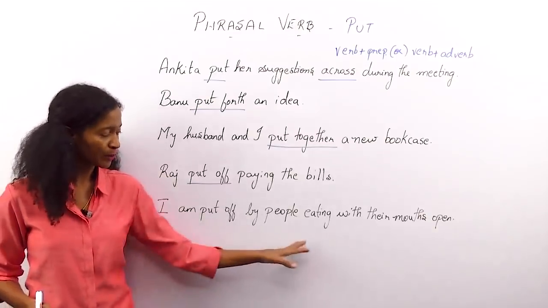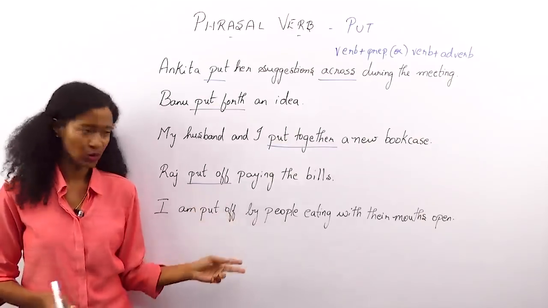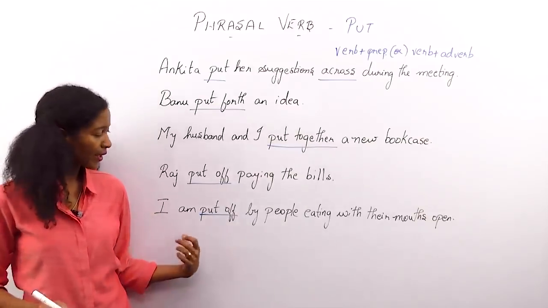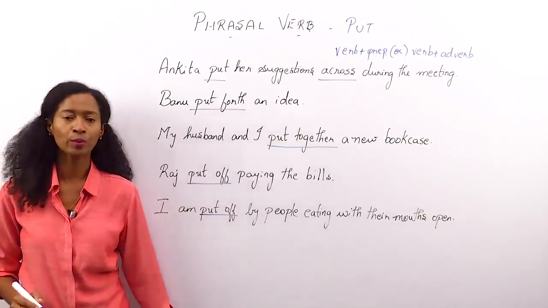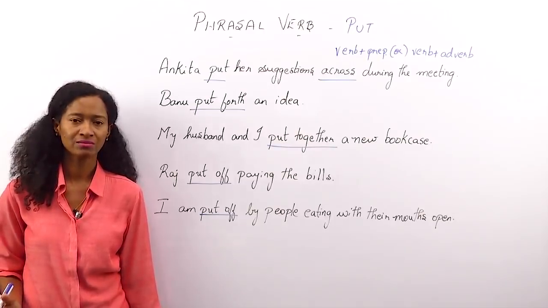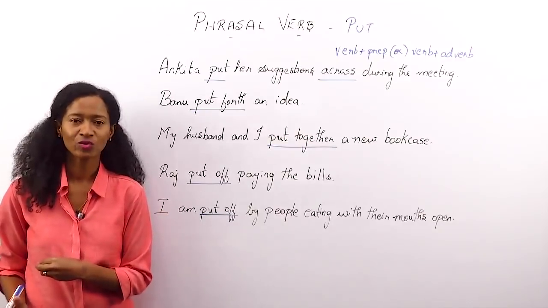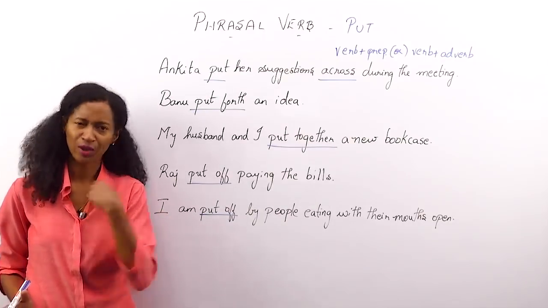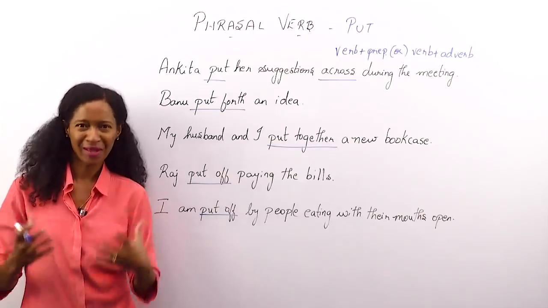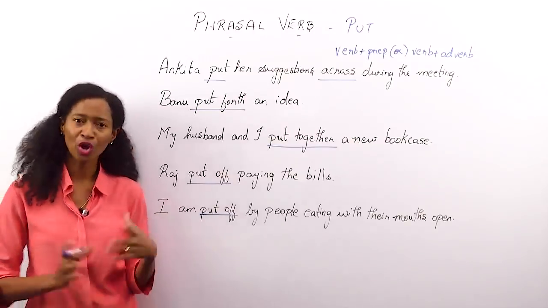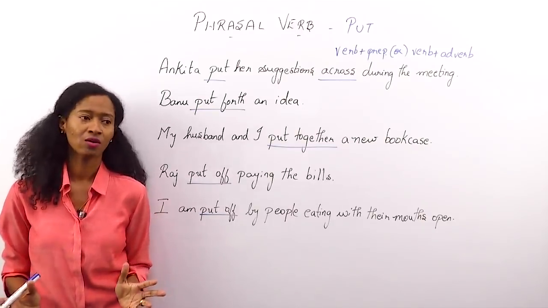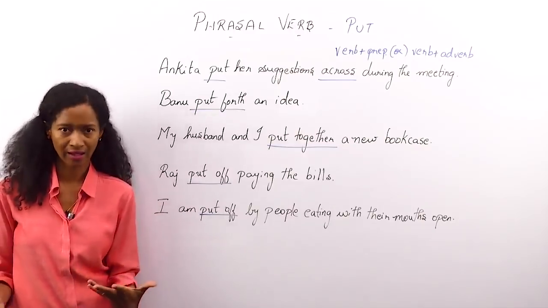I am put off by people eating with their mouths open. It's the same phrasal verb, but in a different context. Let's see if the meaning is different. I am put off by people eating with their mouths open. Seems like these people don't have any manners, right? Imagine somebody who has just stuffed themselves and isn't closing their mouth while eating. I know a lot of people who do that. It's very annoying, very irritating. So here, put off obviously means it repels me. That's the only meaning that I can think of.